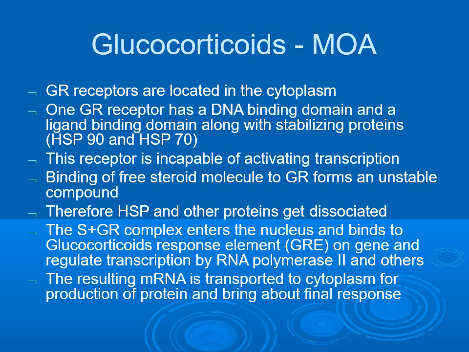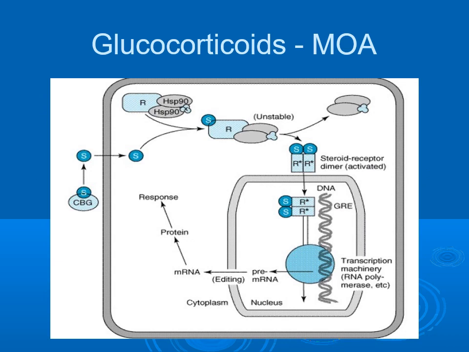The steroid molecule plus glucocorticoid receptor complex enters the nucleus and binds to the glucocorticoid response element, that is GRE, on the gene and regulates transcription by RNA polymerase II and others. The resulting messenger RNA is transported to the cytoplasm for production of protein and brings about the final response. You can correlate all these things in this figure.